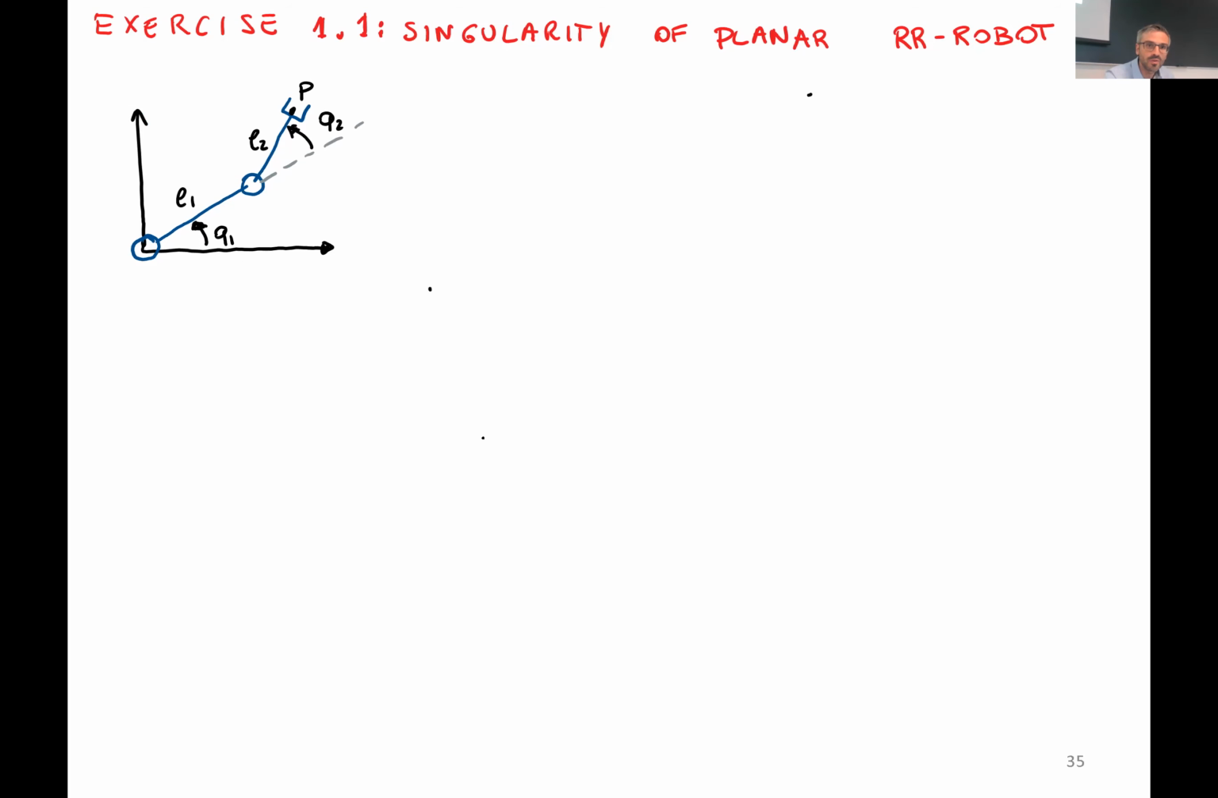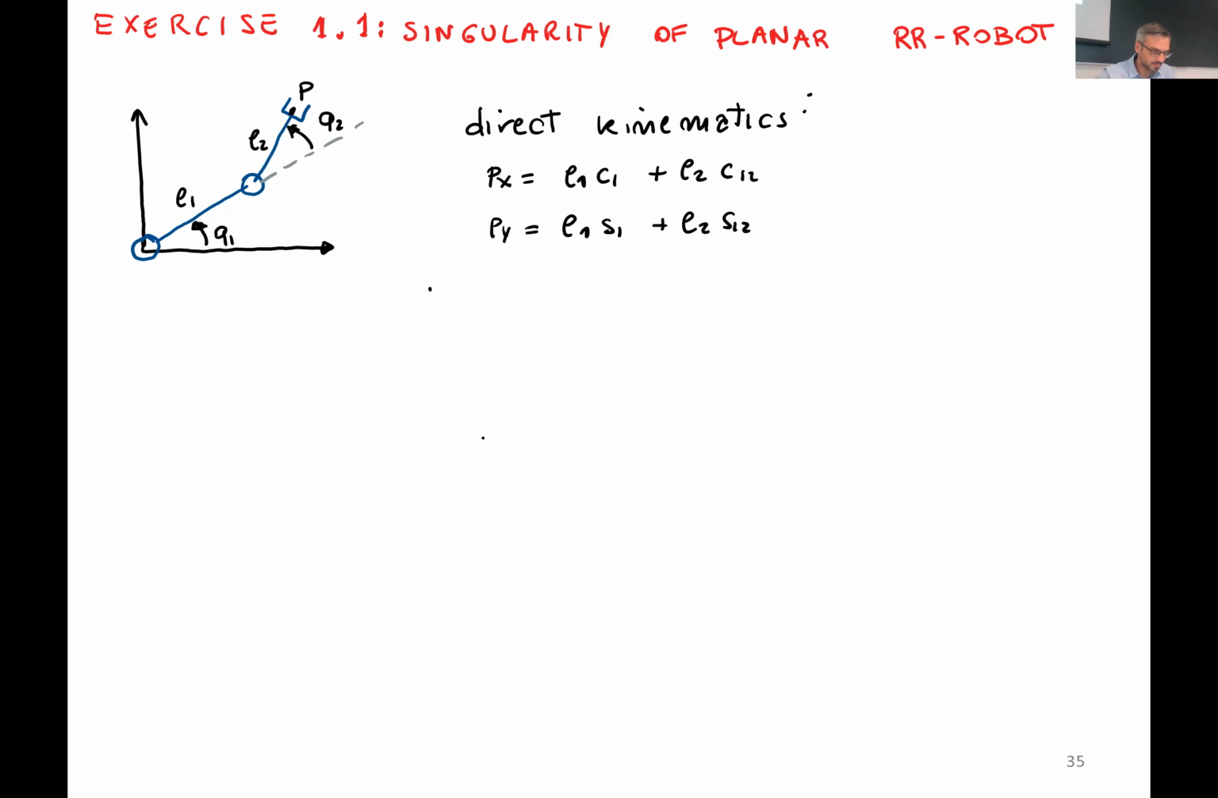You see an example here of singularity of a planar robot. In this case, we define a task as only the position in the plane of the end effector. We don't care about the orientation. So we have an m times 2 task space, and we have the direct kinematics written like this. We saw that. And to compute the singularities, we want to compute the determinant of the Jacobian. To compute the determinant of the Jacobian, we need the Jacobian.